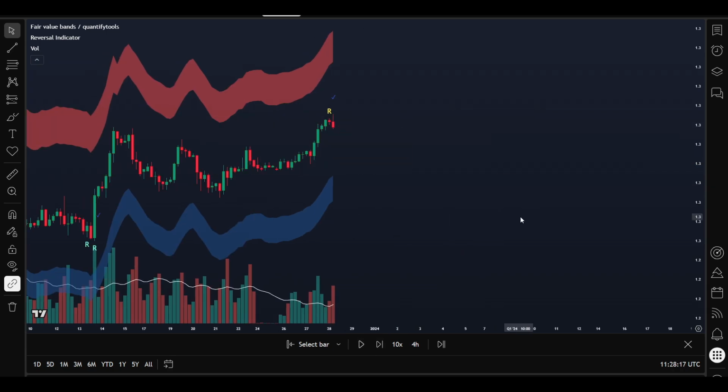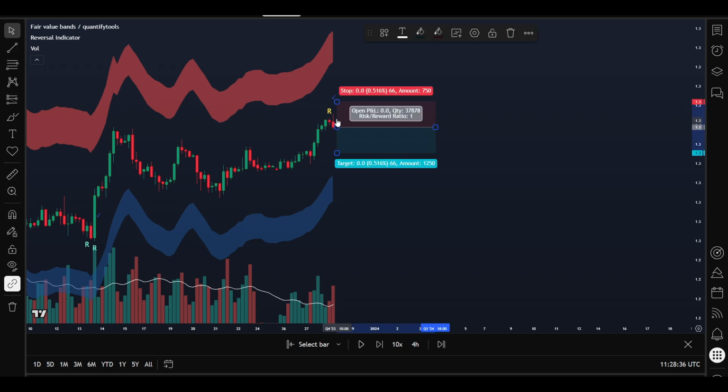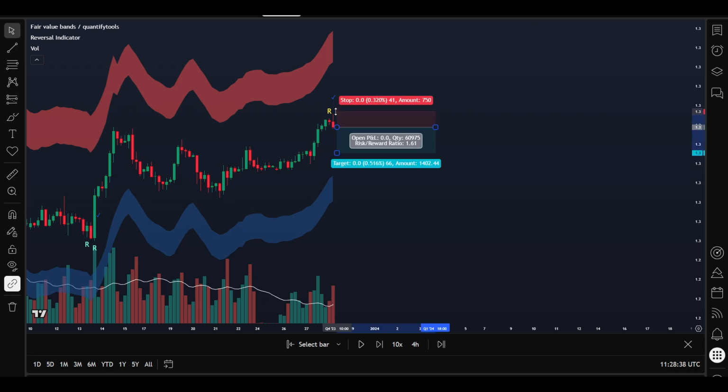Short example. Price stretches into the upper extreme band and hesitates. The reversal indicator prints a yellow R, and the next bar confirms with a check mark. Volume closes red and above its MA, so participation is there. We sell next open, park the stop above the bounce pivot, and aim for 1.5 R.